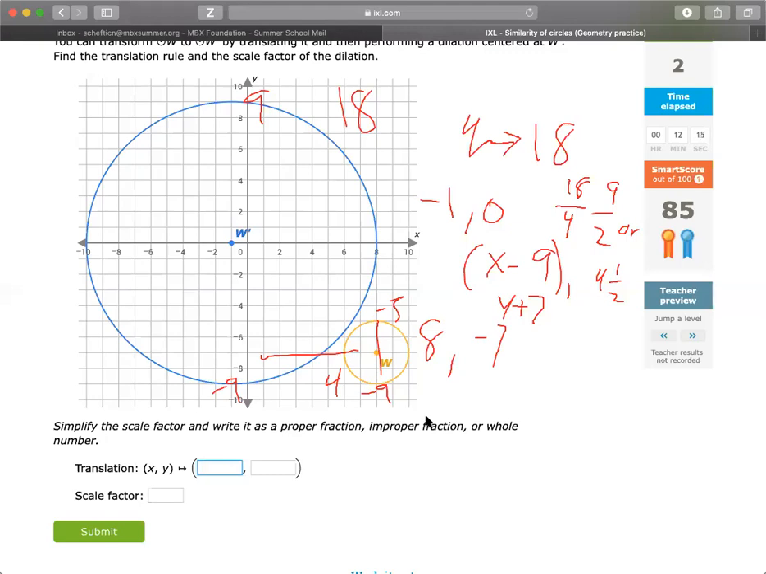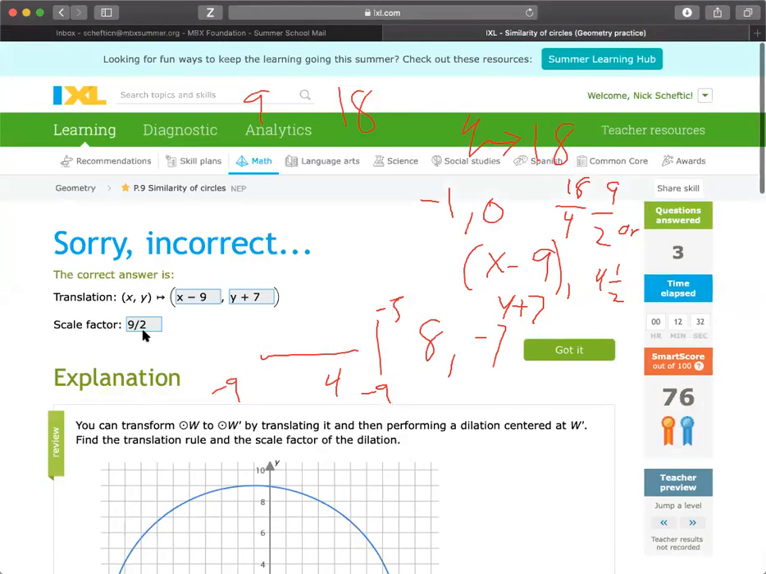All right. So again, translation is x -9, and then y +7. And our scale factor, not sure if you're writing a proper fraction or not, if that matters. Let's take a look and see if they're going to give it to us. No, 9/2. Okay, so same thing. You don't need to put it into a proper fraction. Just leave it as 9/2. Otherwise, we had x -9 and y +7. So just leave it in that. All right, so let me clean this up.